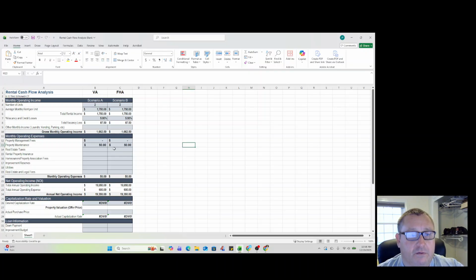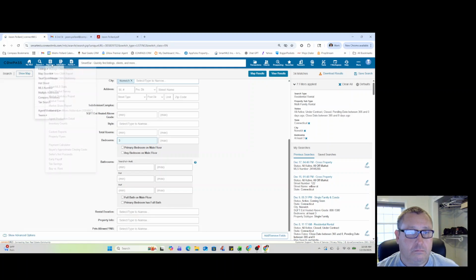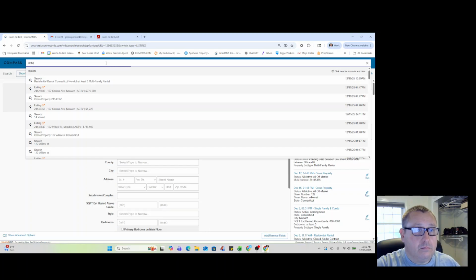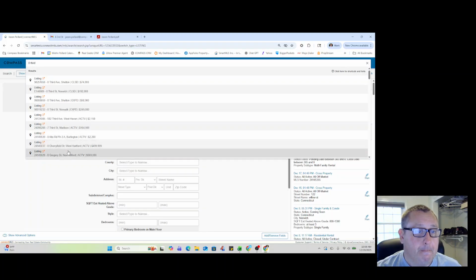So let's look at property taxes. If you're analyzing a property that's currently on the market, there's a couple ways to do it. You can go right to the MLS, and let's clear this search out. Let's start a new search. 3rd. Yeah, this property is on the market currently.